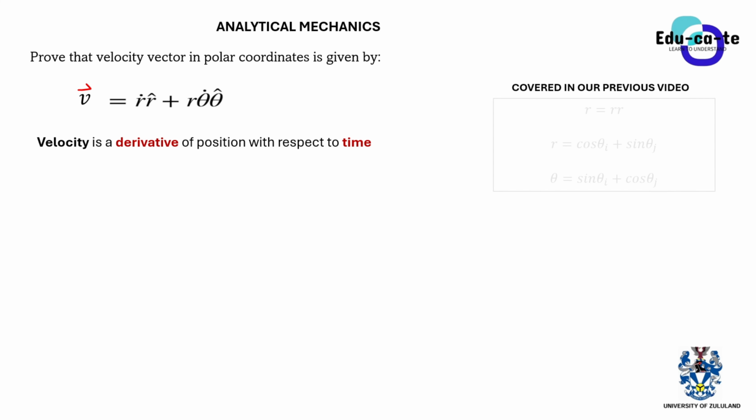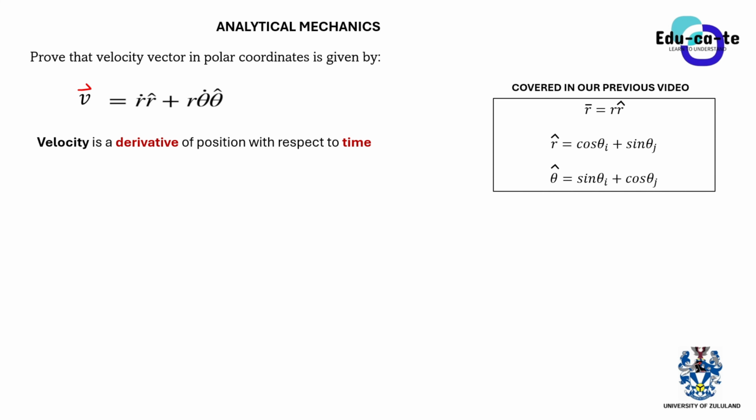So covered in our previous video is that we have proved these following formulas, and we're going to use these to be able to derive the formula for the velocity vector using polar coordinates. We've derived that the position vector using polar coordinates is given by r r cap, and that the r cap vector, the unit vector for the position vector, is given by cos theta i plus sin theta j. And we have also proven that theta cap, the direction of the angle between the vector and the x-axis, is given by minus sin theta i plus cos theta j.